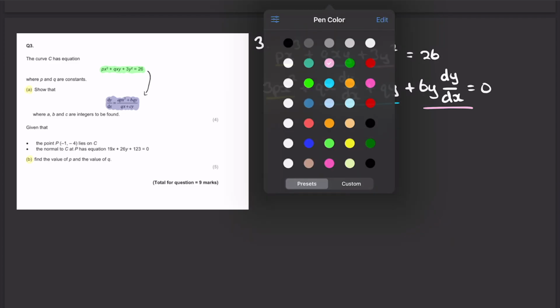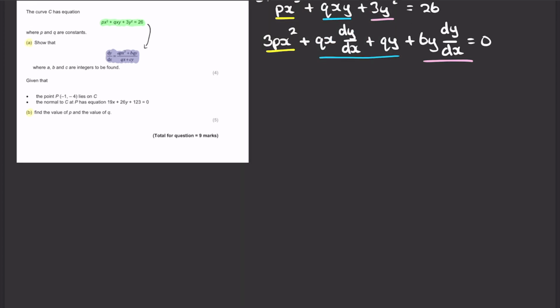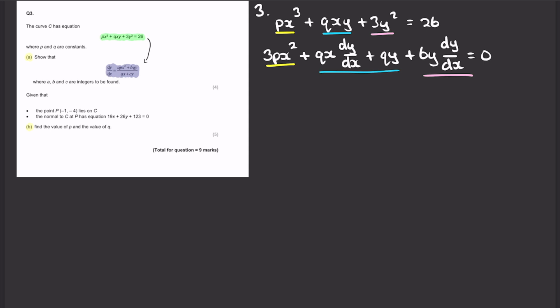Okay, so now let's factorize. So we see that blue and pink have a common factor of dy by dx. So we'll just do 3px squared, then plus dy by dx. We can take out a factor of dy by dx because both terms have it. Well, this term and this term have it, so we can just do it with these two.